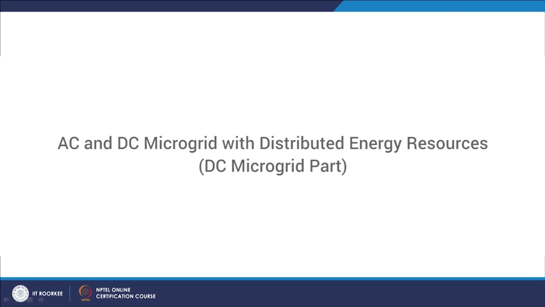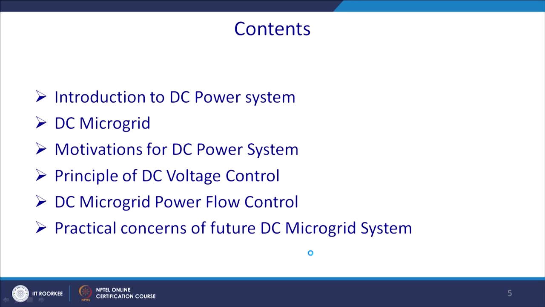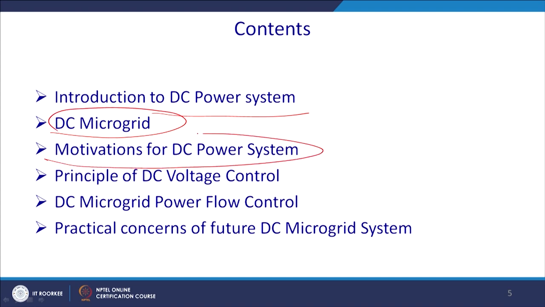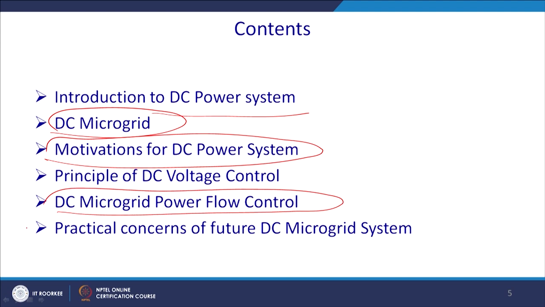Now, we shall switch over to the DC microgrid. We will discuss the introduction to the DC power system, and we shall see what the differences are, what Edison proposed, and now this is the DC microgrid. And the motivation for the DC microgrid system, even though the world stands on AC. The principle of DC voltage control: we have seen different kinds of voltage control described in the case of AC, and now we will see what can be done by DC. Then the DC microgrid power flow control and practical concerns of the future microgrid system. These are the few things that will be discussed here.